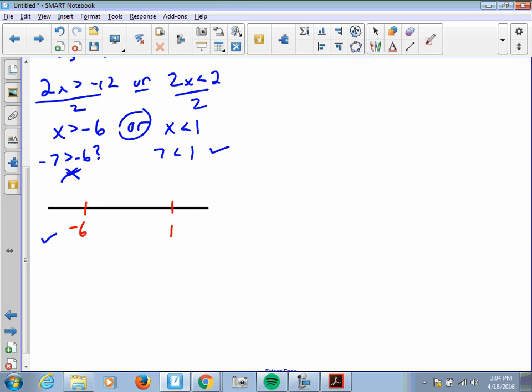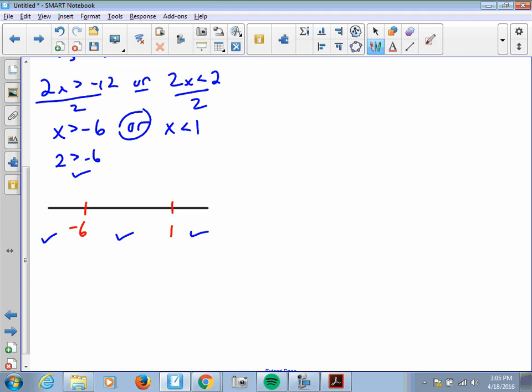Okay, so let's check another point. Let's pick a point in the middle. In the middle, that would be 0. Is 0 bigger than -6? Well, that works good. So I can check there. All right, so we have the middle done. Let's move to one on the outside now. 2. Is 2 bigger than -6? Oh, yeah, that works too. So that one checks it all.